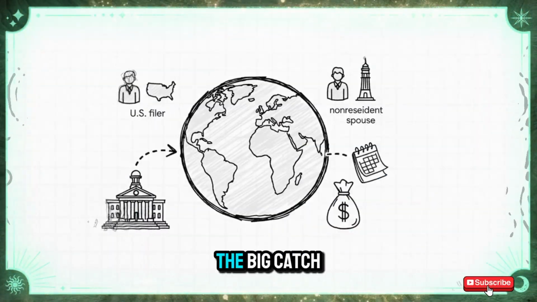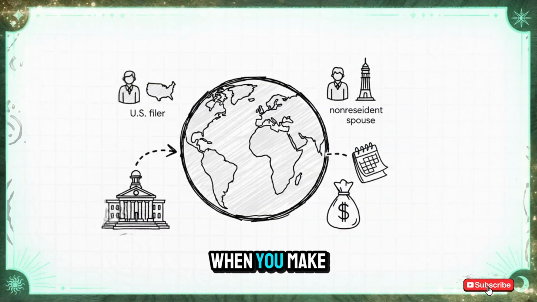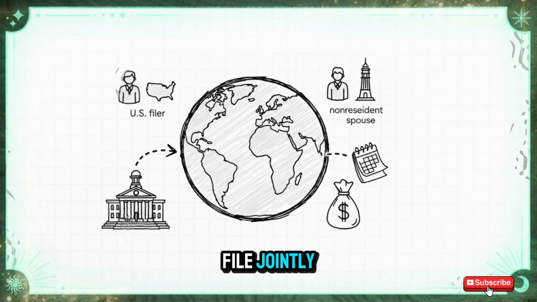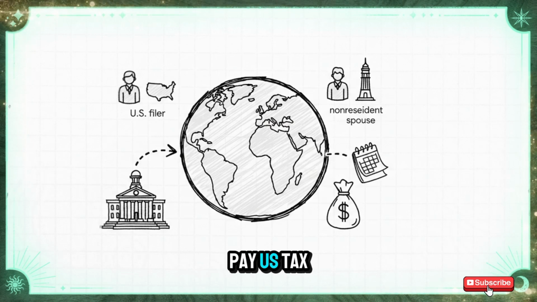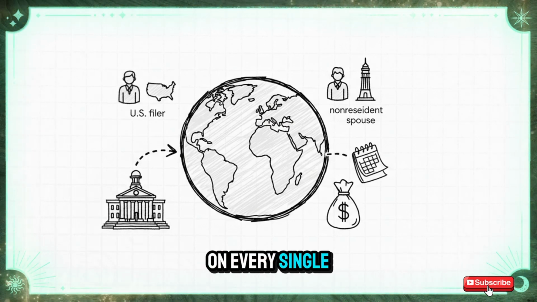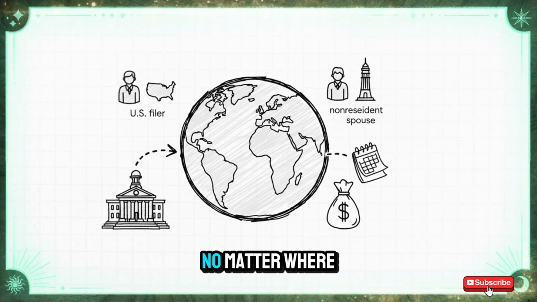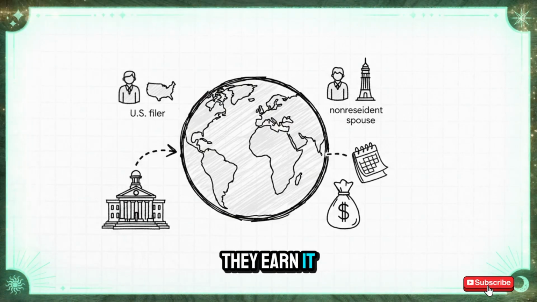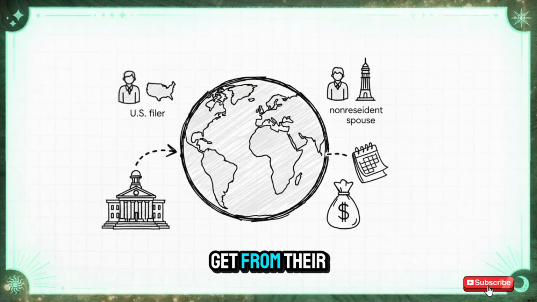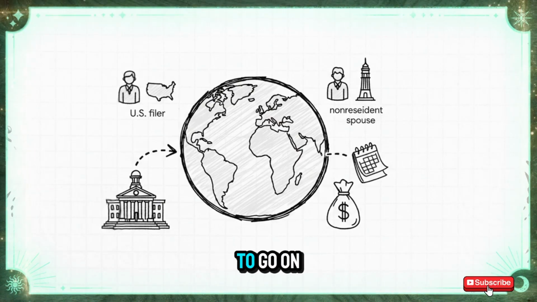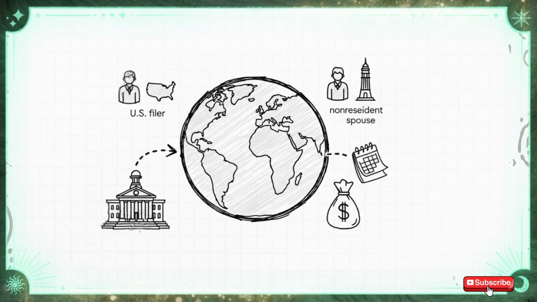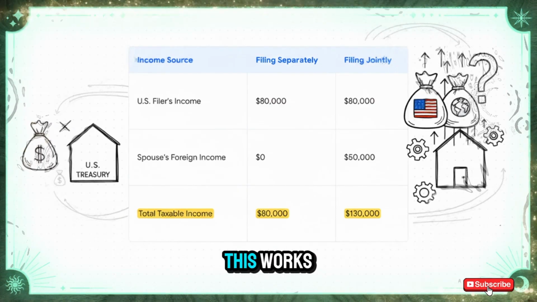Here it is, the big catch. When you make that election to file jointly, you are agreeing to report and potentially pay US tax on every single dollar your spouse earns, no matter where in the world they earn it. That salary they get from their job in their home country, yep, that now has to go on your US tax return. Let's look at a quick example to see how this works.